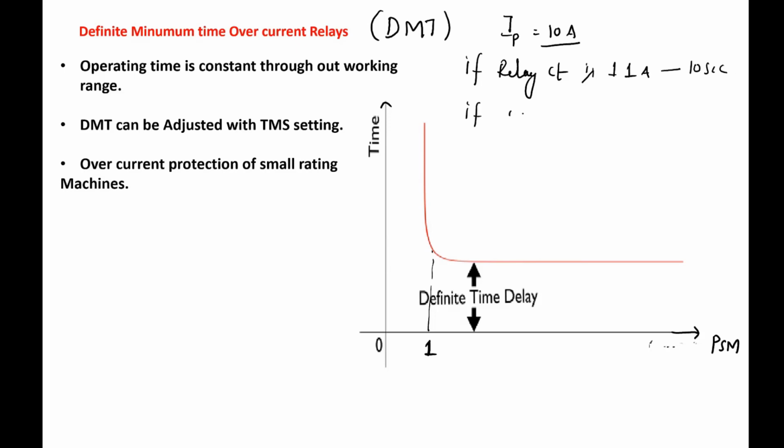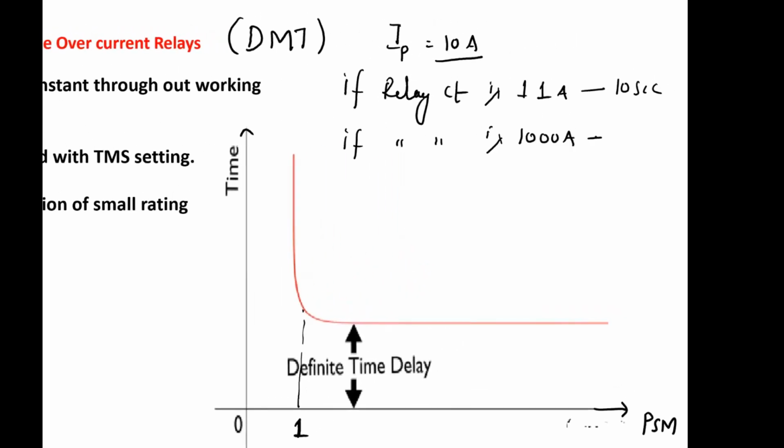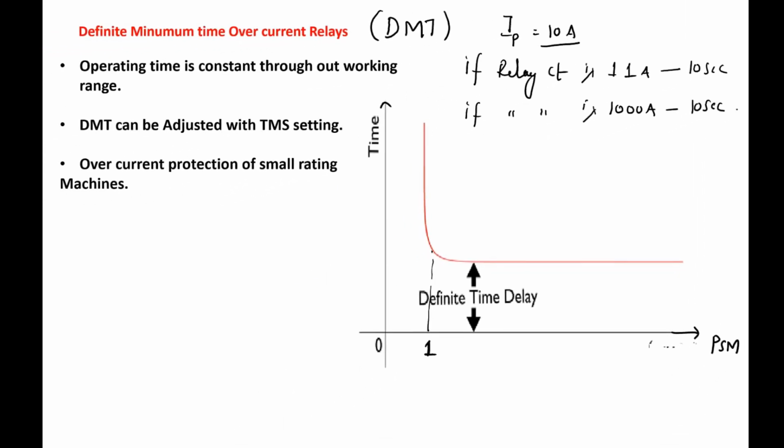Even if relay current is 1000 ampere, that means the fault severity is very high, even then it takes the same constant time to trip. Understand? That is a definite minimum time relay. That means it maintains a constant time, even though the fault is severe or less severe, medium severe, it maintains the same time for its operation. That is the definite time gap it maintains.